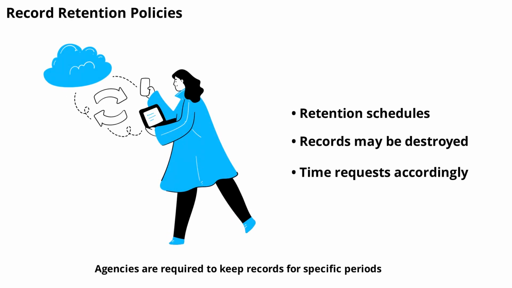Agencies are required to keep records for specific periods known as retention schedules. These policies determine how long records are available before they're destroyed or archived. If a record has been destroyed according to policy, it may no longer be accessible. Understanding retention schedules can help you time your requests effectively.